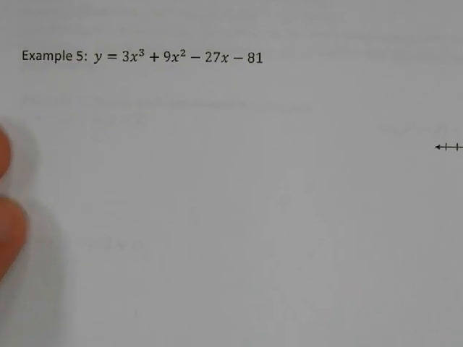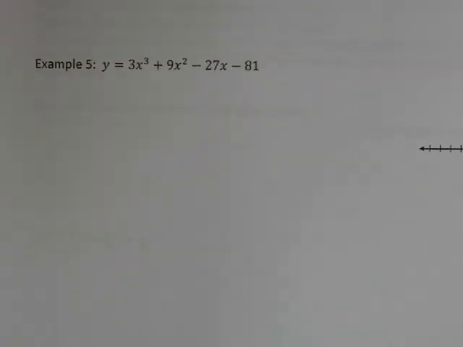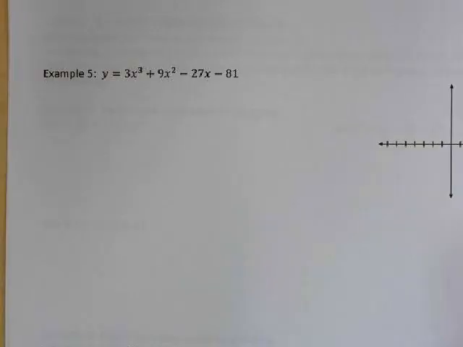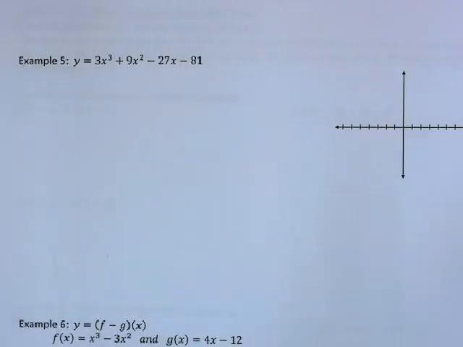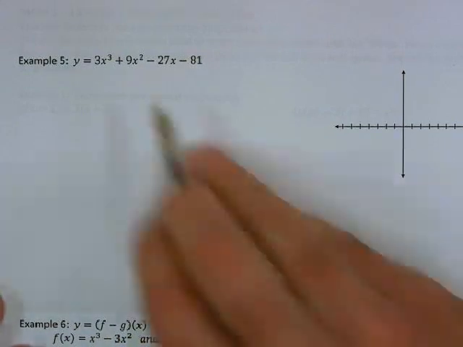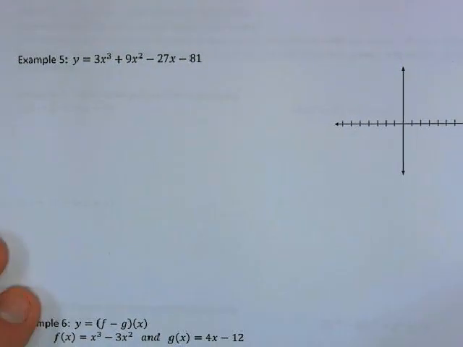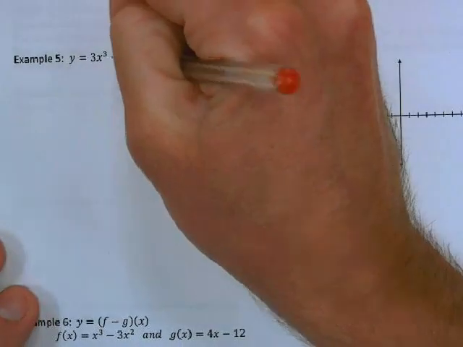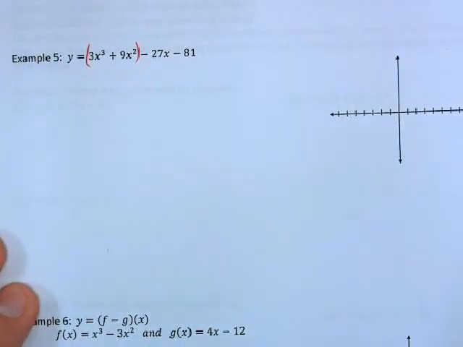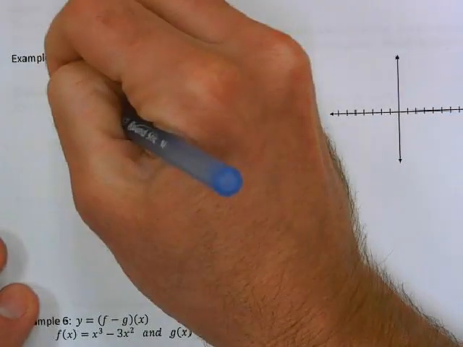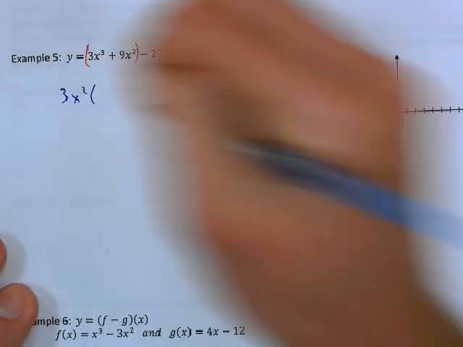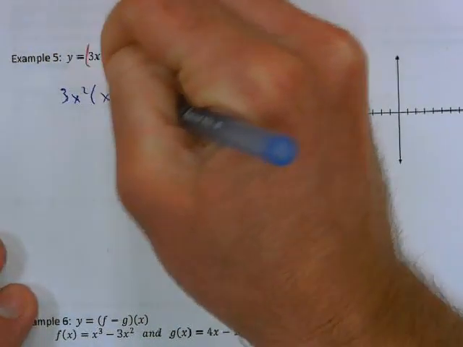All right, so example 5. Let's zoom out a little bit so we can see the whole problem. There we go. Okay, so 4 terms. So we want to factor by grouping. Yes, it does have a GCF of 3, but we'll take that out at the end. It'll be easier. Okay, so I just want to see, what do my first 2 terms have in common? Well, 3x squared. If I take out a 3x squared, I'm left with x plus 3.